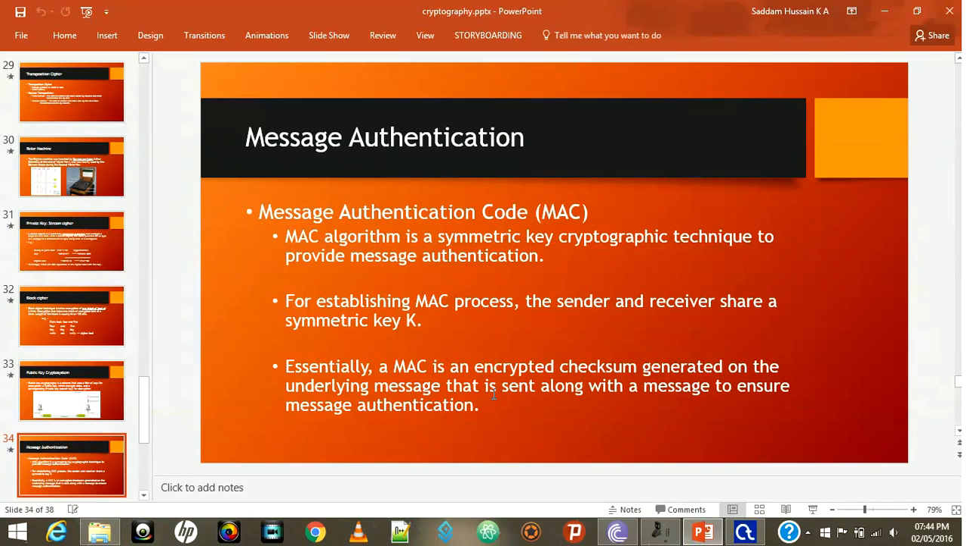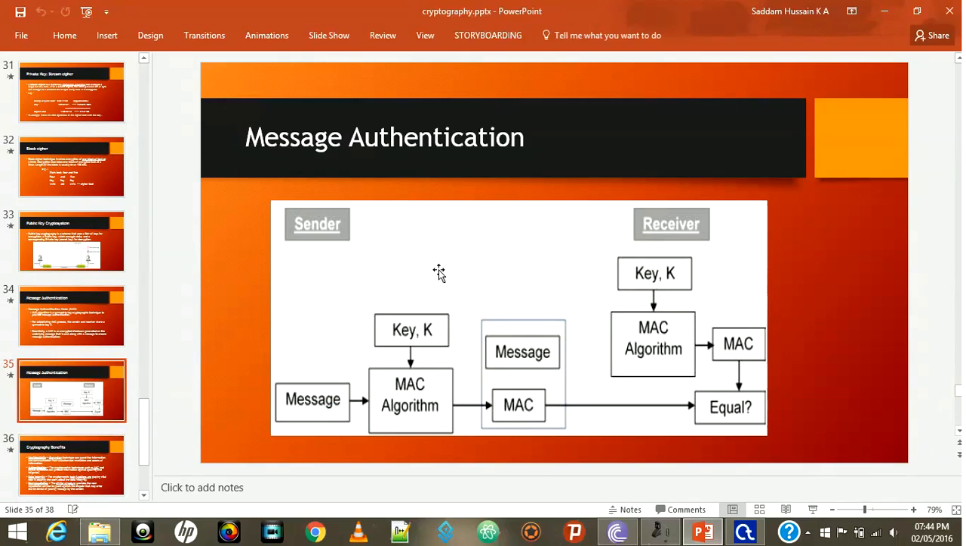MAC is an encrypted checksum. It is a type of checksum generated on the underlying message. Using the message, the MAC code is generated and sent to the receiver for authentication. For example, say a sender and a receiver are there. The sender first uses this MAC algorithm on the message to generate the MAC key, which is called the MAC code.